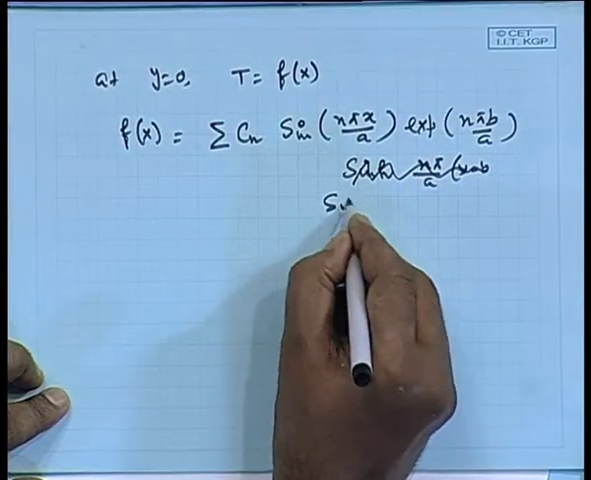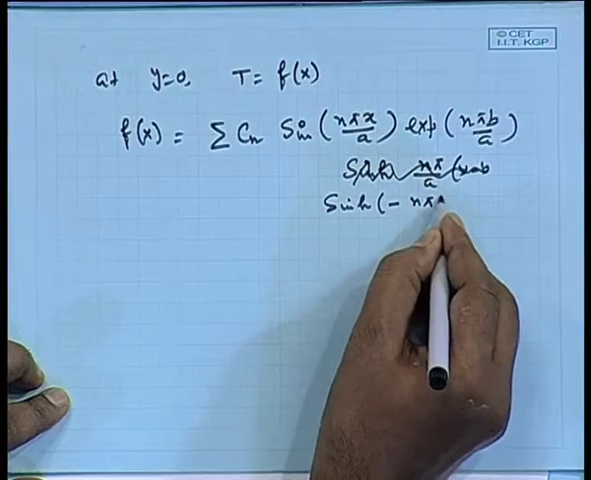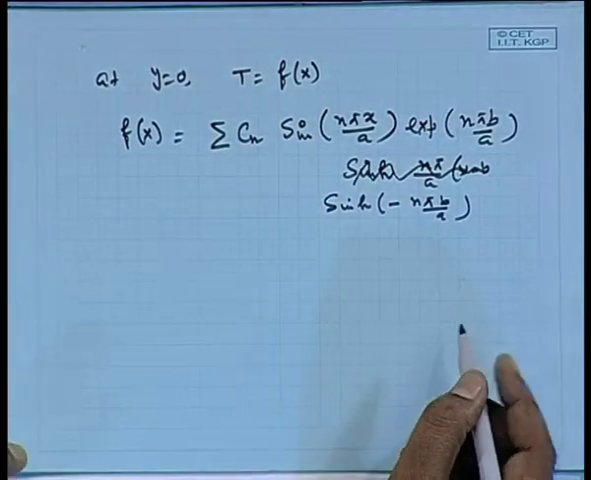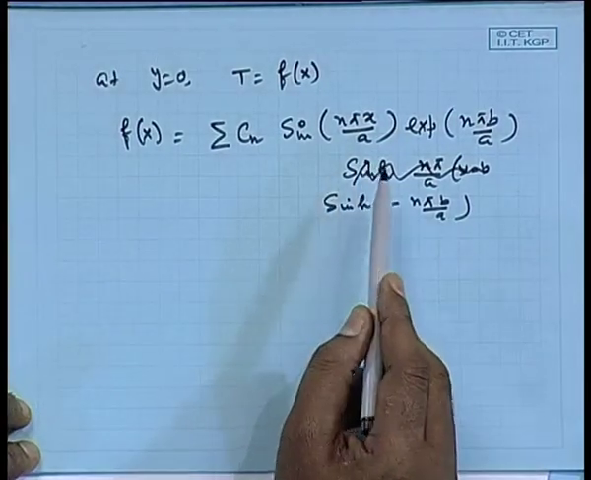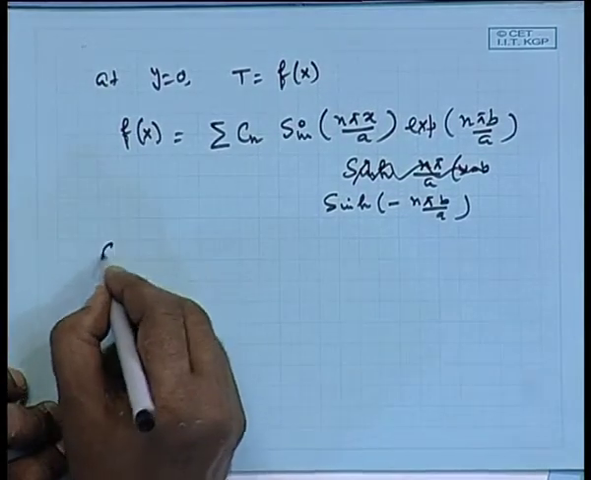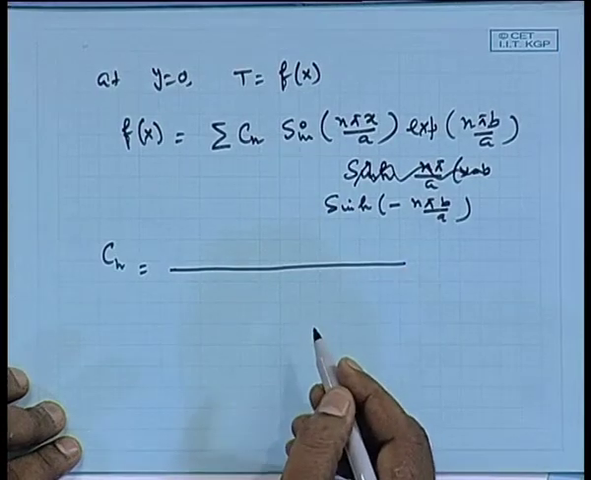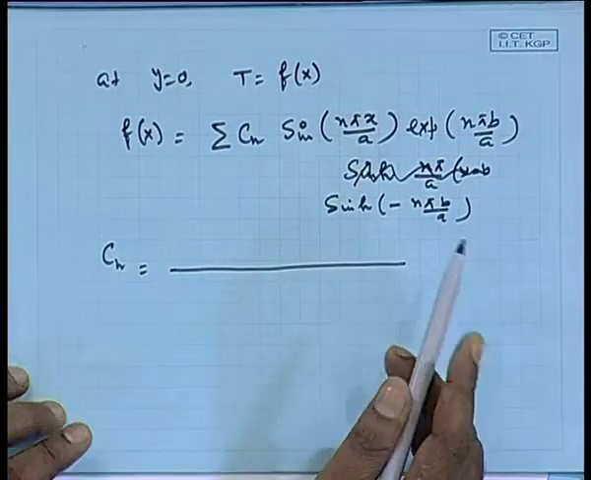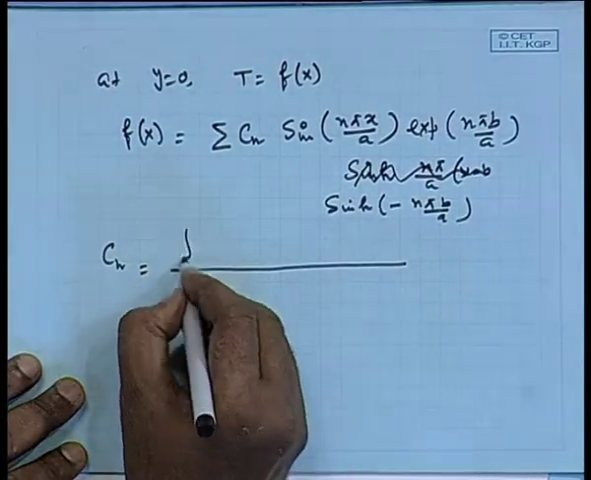This will be sinh minus n pi b by a, right. Now, multiply both sides by sin m pi x by a dx and use the orthogonal property and see what you get. So, I am just omitting one more step and writing the final expression. So, you open up the summation series, apart from only one term, all the terms will be cancelled out because of the orthogonal property of the sine function.